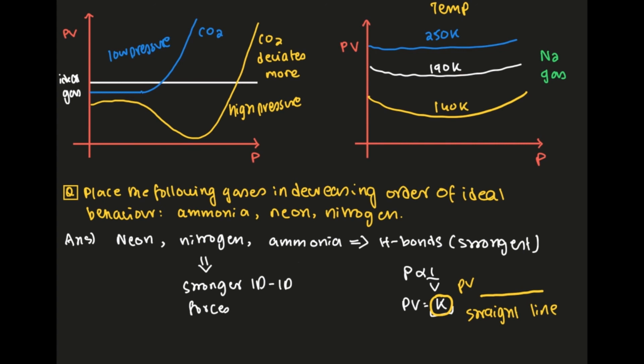The reason for that is nitrogen has stronger London dispersion forces as compared to neon. So because of that, it has a significant amount of intermolecular forces, which goes against one of the ideal gas assumptions. And ammonia has the strongest intermolecular forces out of all of them. It has hydrogen bonds. Now, if you're confused about hydrogen bonds, there's a video on that in the bonding chapter, so you can go check that out. But just for the purpose of this chapter, hydrogen bonds are the strongest form of intermolecular forces that you can have. So this is why ammonia is going to be the least ideal, because it has the strongest intermolecular forces.